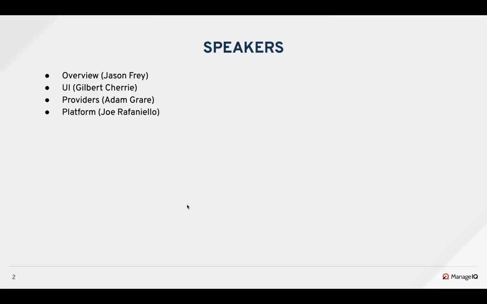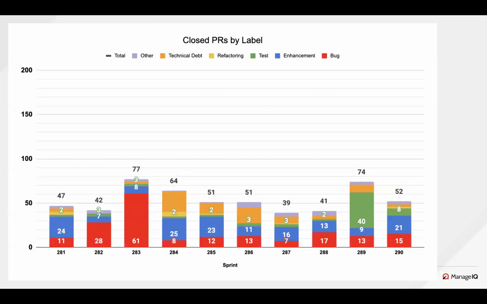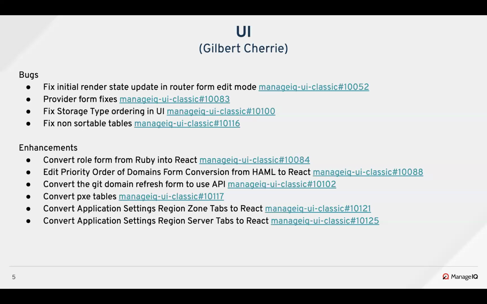I'll start with the overview, Gilbert on the UI, Adam on providers, and Joe on the platform. There were 168 PRs merged this sprint. And of the PRs closed, 21 were enhancements and 15 were bugs. And over to Gilbert on the UI.